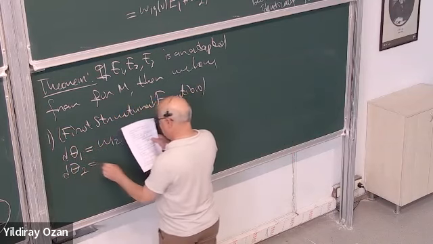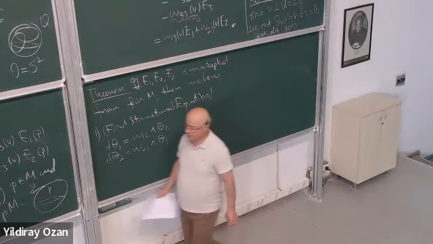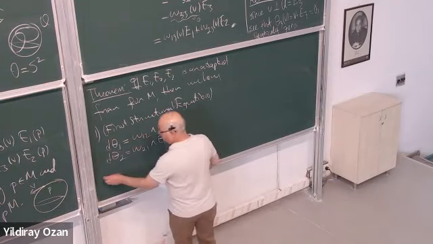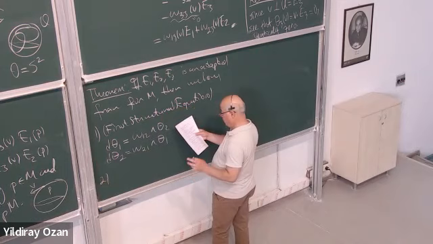d theta 2 is omega 2 1 wedge theta 1. Omega 3 wedge theta 3 is 0, so I don't have that here. Remember that Cartan's structural equations are for all theta i's, but in our case there is no theta 3. That's why we have only two of them. And then the second structural equations.